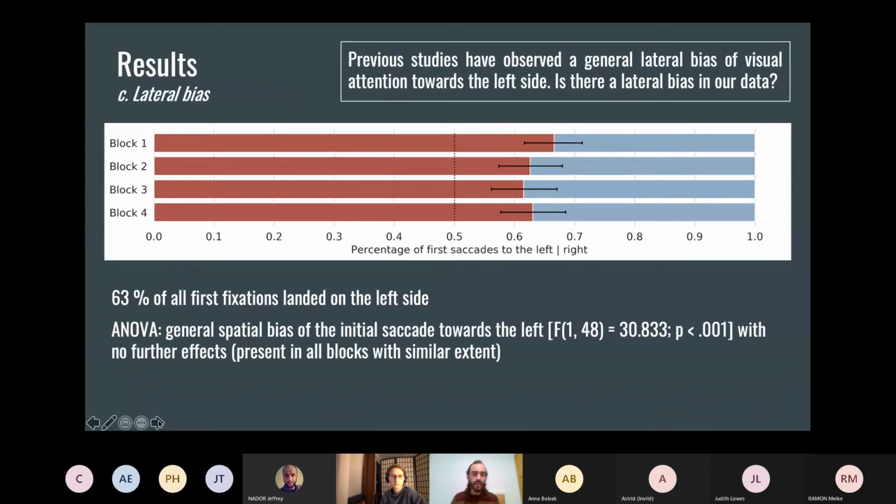In this slide I'm presenting the results of the lateral bias, which is very consistent. So 63% of the first fixations landed on the left side. The 4 blocks you are seeing here correspond to different blocks in which the experiment was divided. And in all of them, we found this consistent bias towards the left.